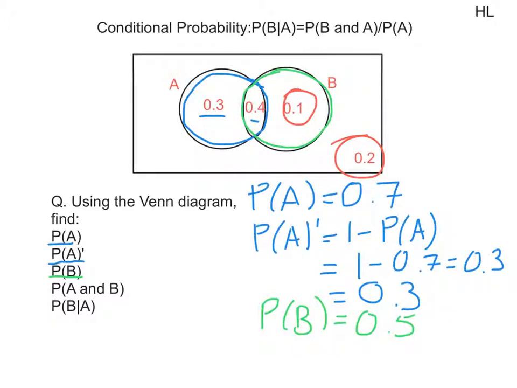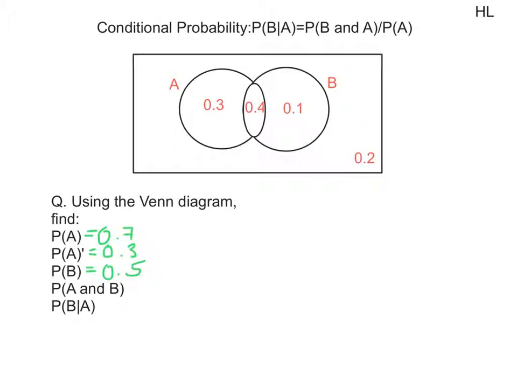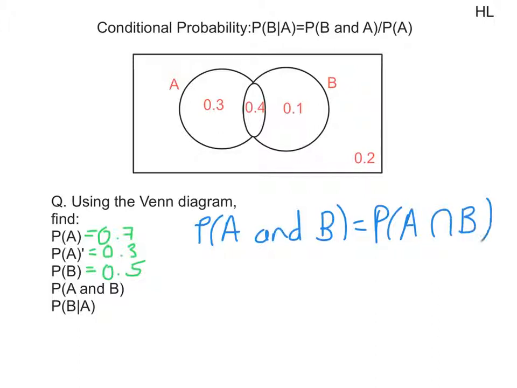Now I'll tidy up the slide. Next question is the probability of A and the probability of B, which we also know as the probability of A intersection B. Using the diagram, this is here, the intersection part. So the probability of A intersection B is equal to 0.4.